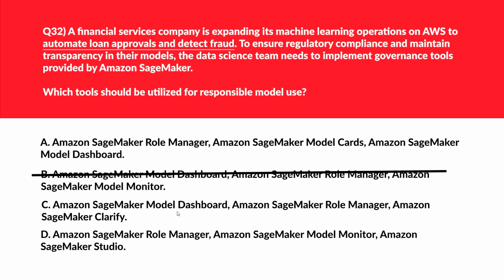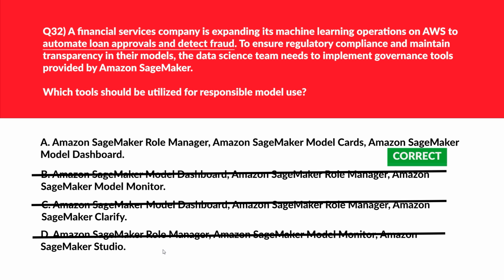C says Amazon SageMaker Model Dashboard, Amazon SageMaker Role Manager, and Amazon SageMaker Clarify. This combination doesn't include a monitoring tool for real-time model performance. Hence, incorrect choice. Let's move to option D. D says Amazon SageMaker Role Manager, Amazon SageMaker Model Monitor, Amazon SageMaker Studio. This combination again lacks a dedicated dashboard for centralized model governance. So let's eliminate this. We'll lock option A as the correct answer.